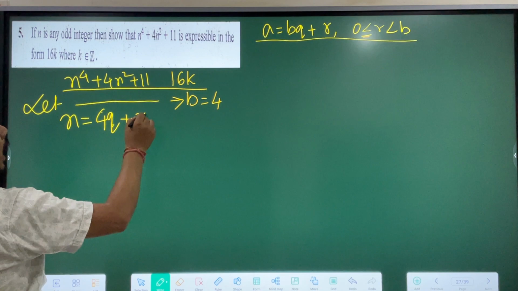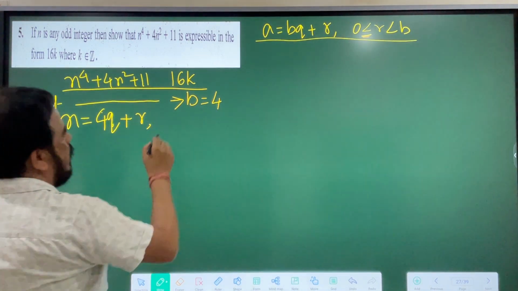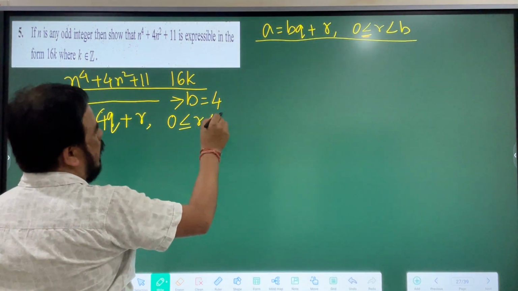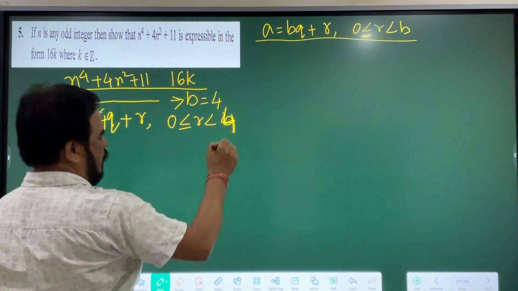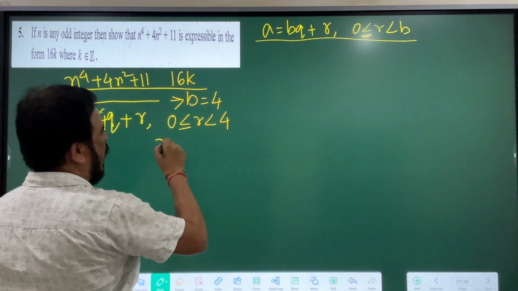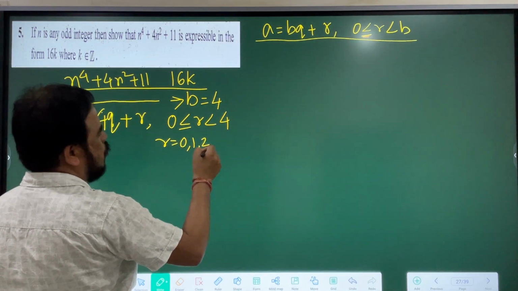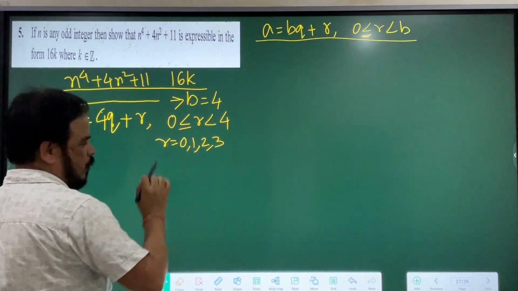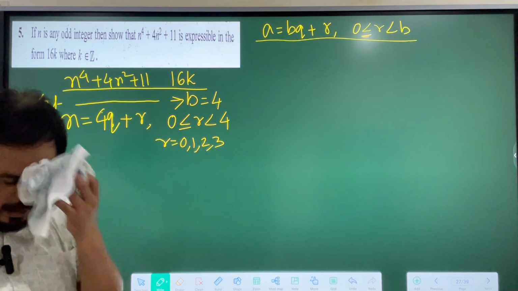4q plus r, where r is 0, 1, 2 or 3. That means r equals 0, 1, 2, 3, so we will have to do 4 times calculation.